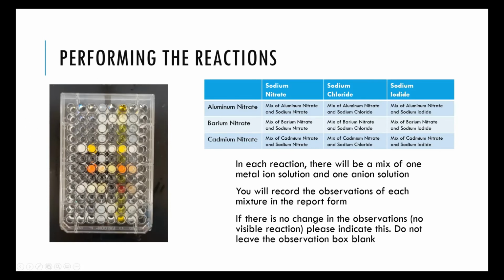And you'll end up with something like this that has the pattern of which combinations of aluminum nitrate form a precipitate, which combinations of barium nitrate form a precipitate. And you're counting these up to see which compounds are very reactive and form many precipitates. So this is a very insoluble compound right here. And which ones form very few or no precipitates, meaning that it is a very soluble compound, like this one here.